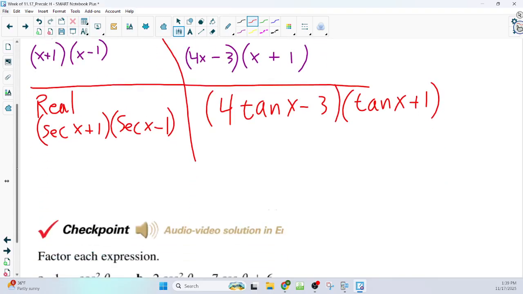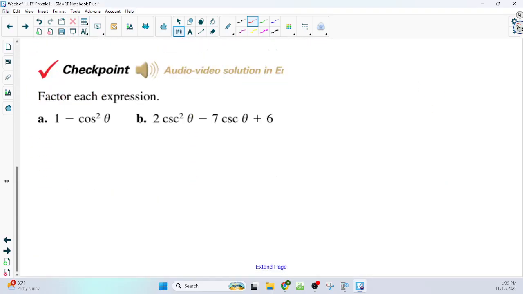So why don't you try the checkpoint, which is right here. So I would encourage you to pause the video and give these two problems a try. Feel free to scroll back if you need to. We're going to pause the video and give these two problems a try. Good luck.